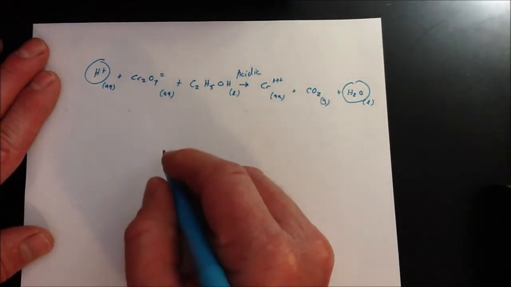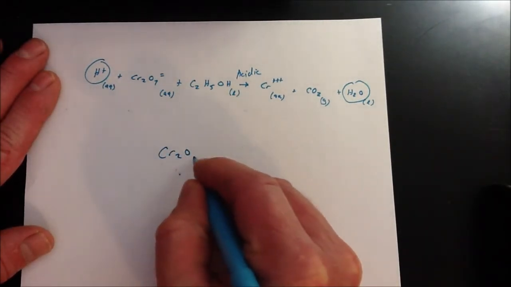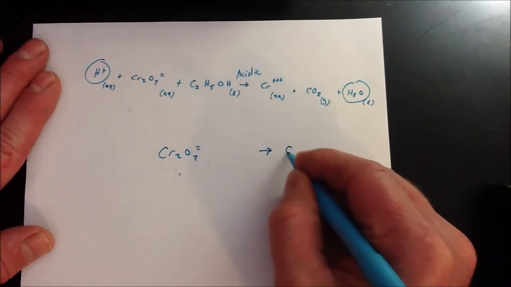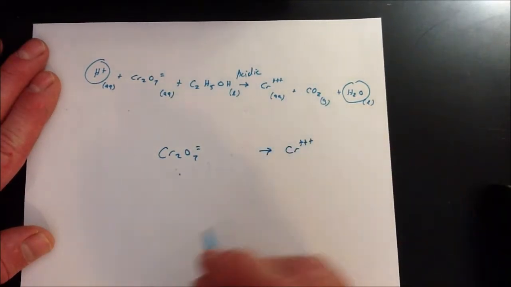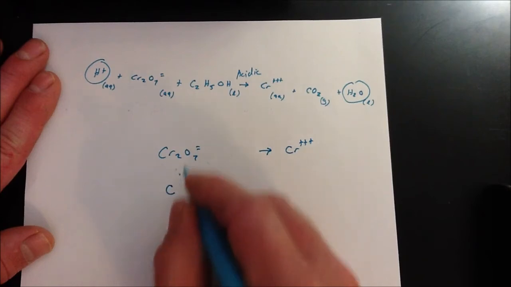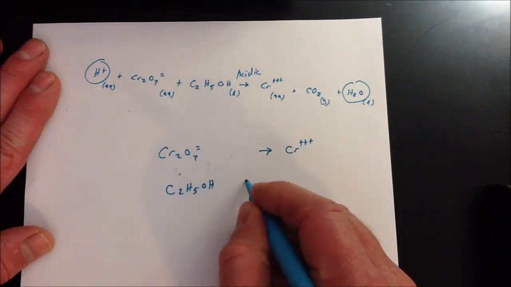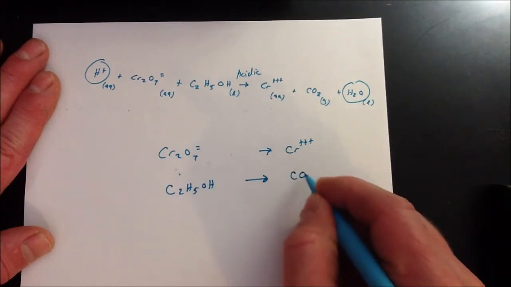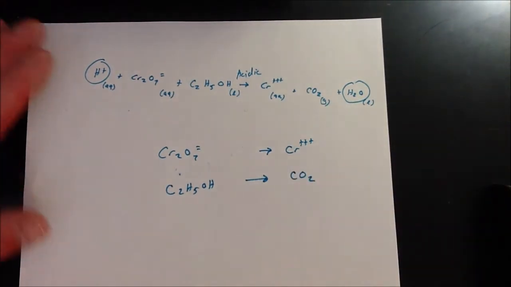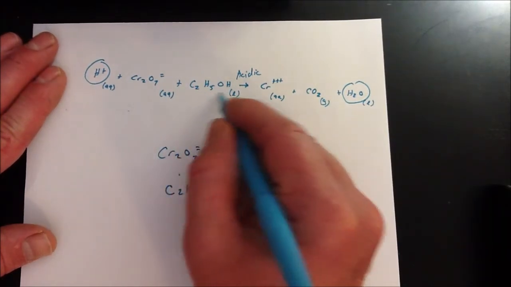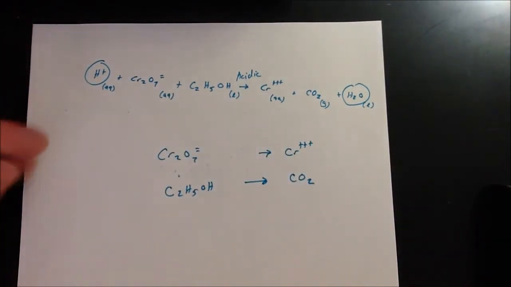So we're going to write our two half reactions: Cr2O7 2-, the dichromate ion, going to the chromium 3 ion, and then ethanol, C2H5OH, forming CO2. And this is actually for an ethanol analysis.